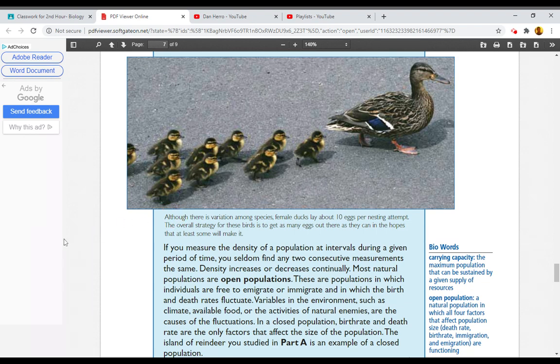Although there is variation among species, female ducks lay about 10 eggs per nesting attempt. The overall strategy for these birds is to get as many eggs out there as they can in the hopes that at least some will make it.